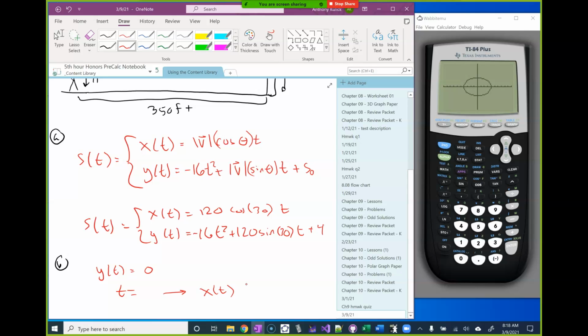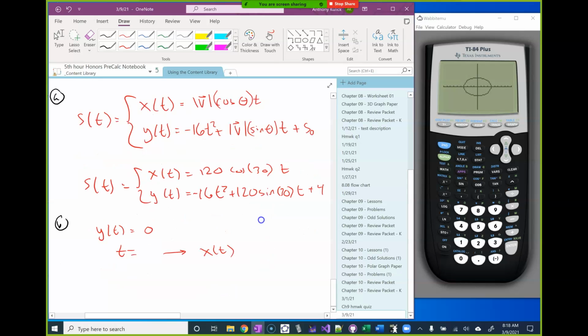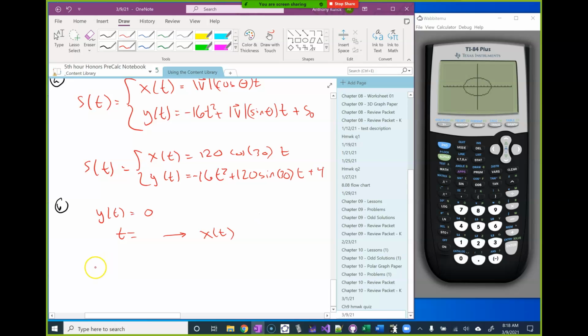You're welcome. Is everybody okay with that plan? Jess, you good? Yeah. Okay. So I'm going to take my y of t coordinate and set it equal to 0 and solve that for t.